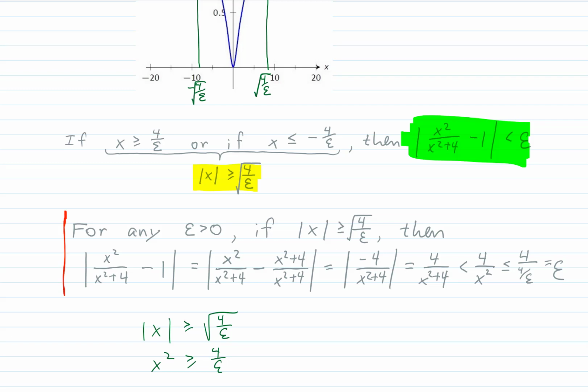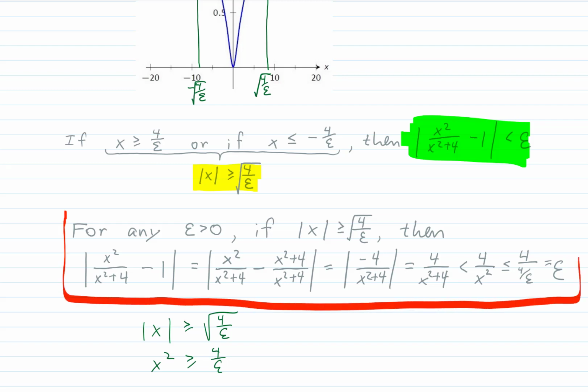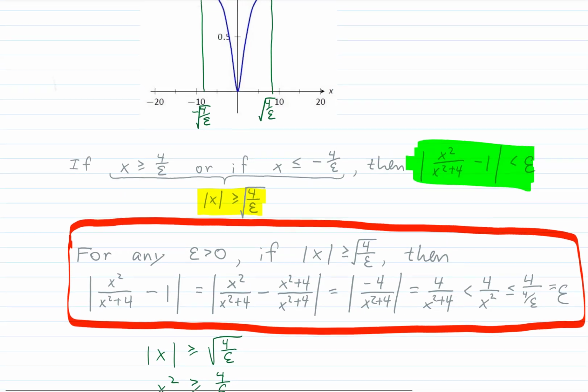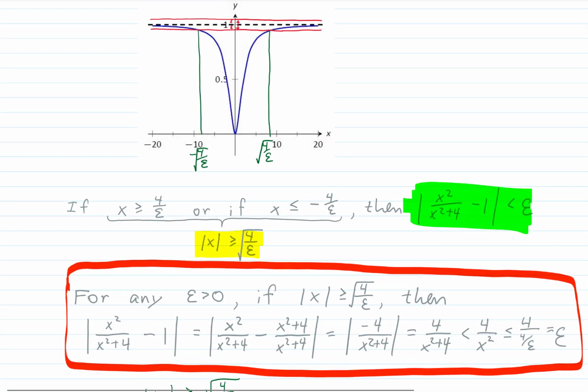So there you go. That shows you how I found my capital M, which was the square root of 4 over epsilon going towards infinity, and negative square root of 4 over epsilon going towards negative infinity. And if x gets past those lines, then the distance between f of x and 1 is less than epsilon. Okay?